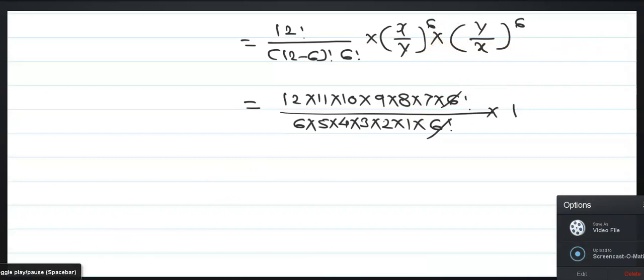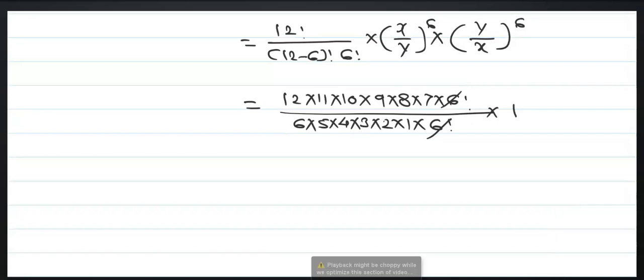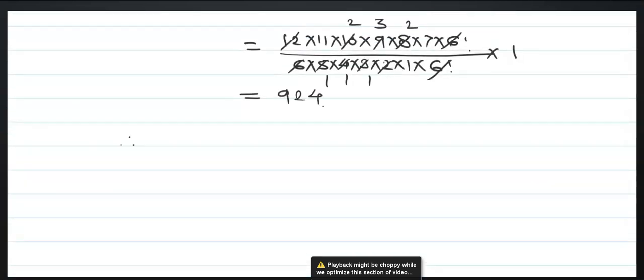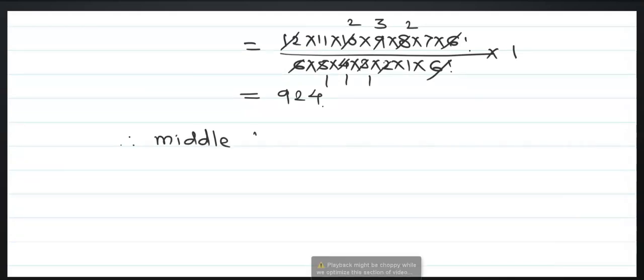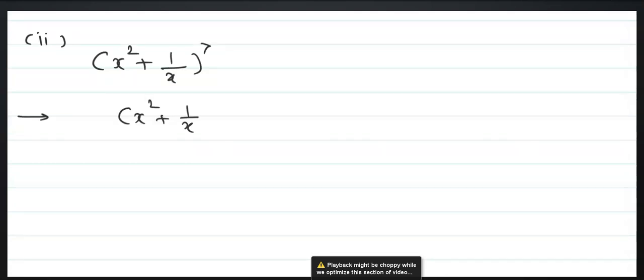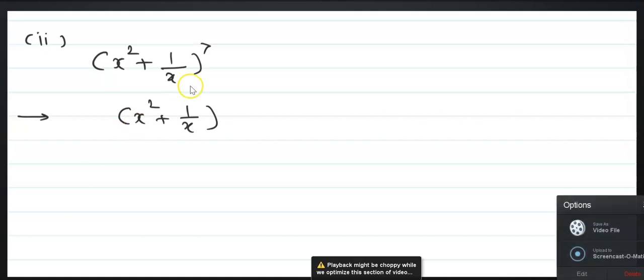The next calculations depend on us. You can perform them on your own also. I did it with my trick. That is 924, the middle term. 924. Now second one, (x² + 1/x) raised to 7. This is the problem, (x² + 1/x) raised to 7.